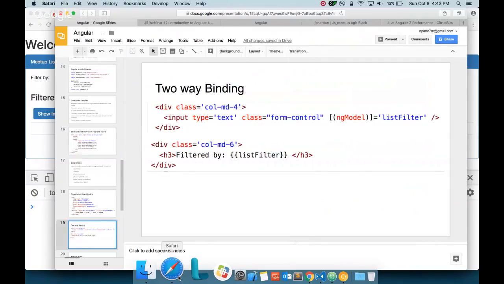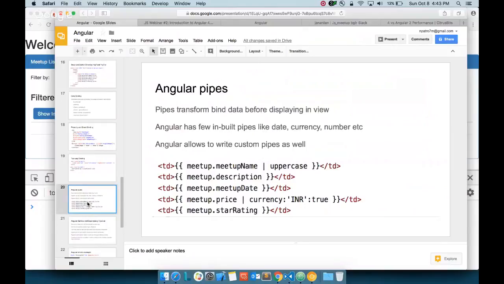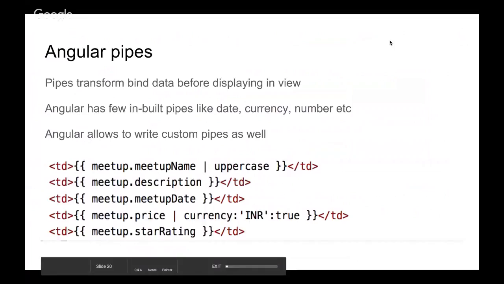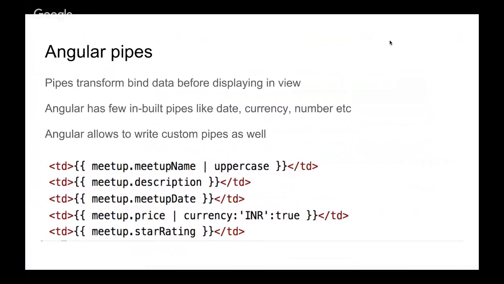Saying that, we'll move to our next slide. So that's all about binding. We'll move to pipes and then services. Pipes are pretty straightforward. Pipes help us transform the data even before displaying it in the view.